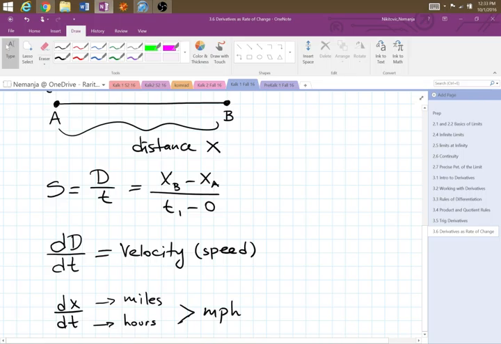Now that also happens in time. So we would say that you are covering some distance in time. So you are changing the distance with respect to time. And that is the derivative.